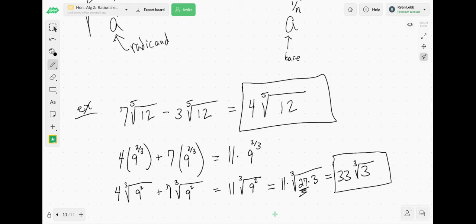Now, another way you could do it here is write this 11 times 9. 9 is 3 squared, so that's 3 squared to the 2/3.